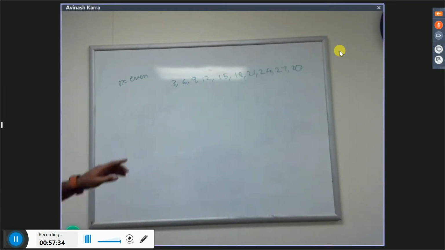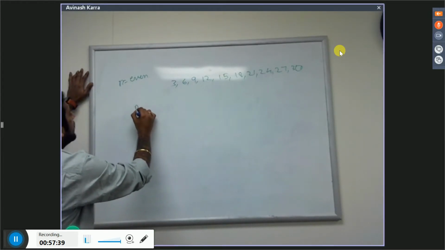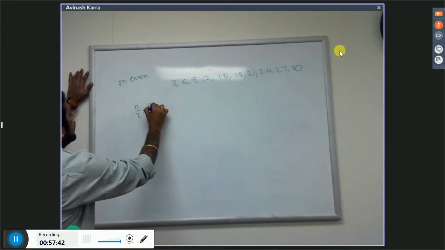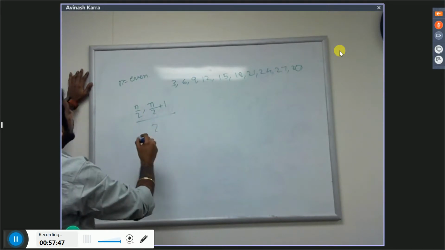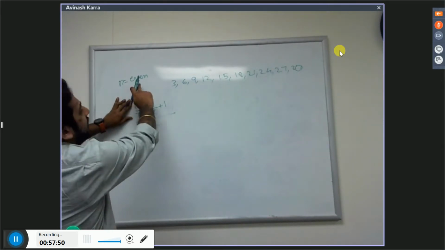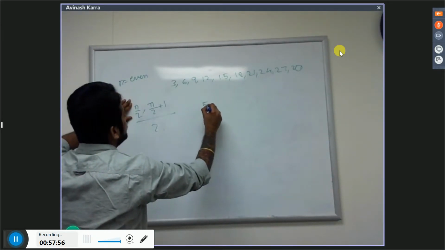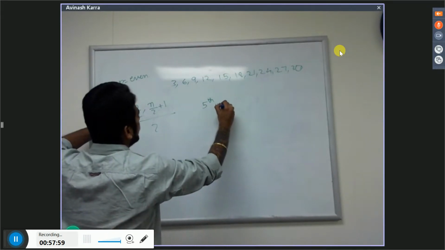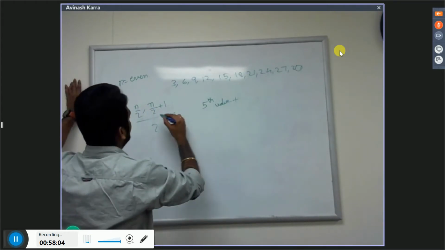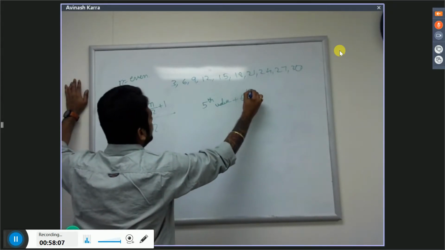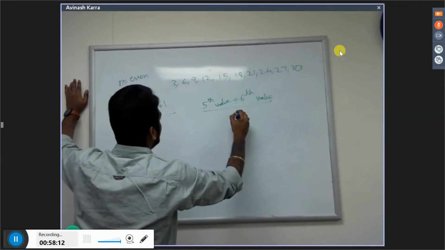When n is even, the average is n by 2 comma n by 2 plus 1, divided by 2. N by 2 is, for example, here there are 10 digits, right? 10 by 2 is 5, the fifth value, plus n by 2 plus 1, which is 5 plus 1, the sixth value, divided by 2.